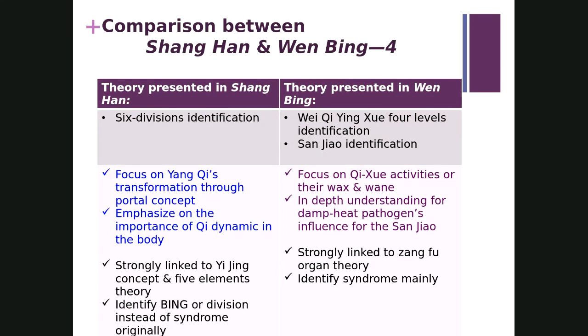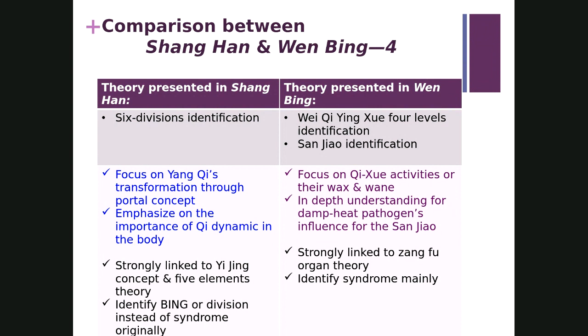And the theory presenting Shanghan and the theory presenting Wenbing are different. In Shanghan, we focus on six division differential diagnosis. In Wenbing, we focus on four levels and Sanjiao differential diagnosis. In Shanghan, we emphasize yang qi protection or yang qi transformation through the portal concept, emphasize the importance of qi dynamic in the body, and strongly link the Yi Jing concept and the five element theories, identifying the disease and connecting it with divisions, where the syndrome originated.